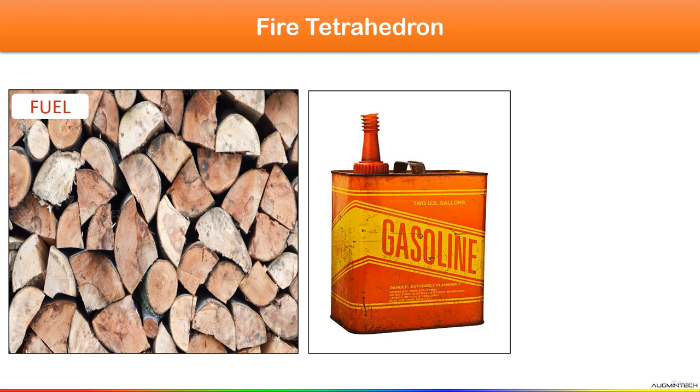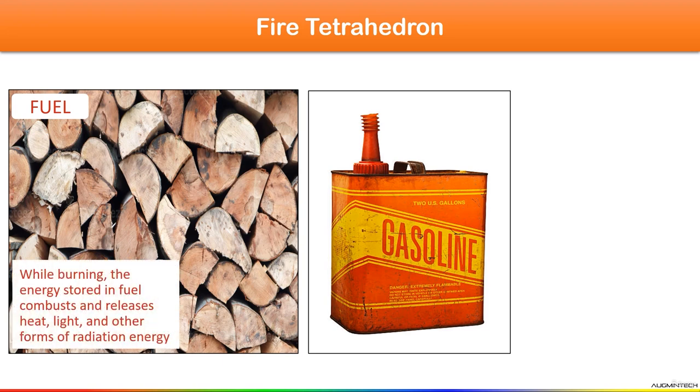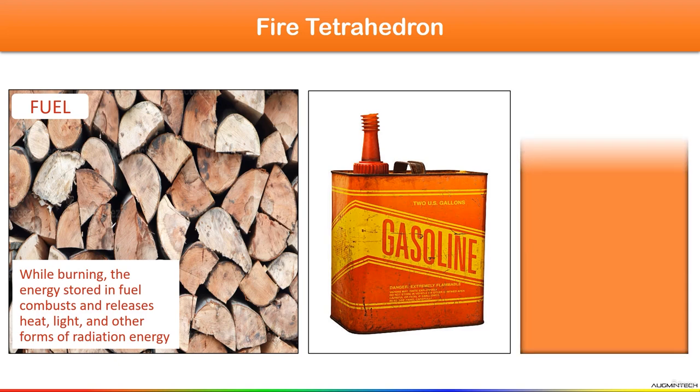Wood is one type of solid combustible material. When you give heat to wood, what happens? It starts burning. Okay, so this is one type of fuel. Then we have gasoline. While burning, the energy stored in the fuel combusts and releases heat, light and other forms of radiation energy.